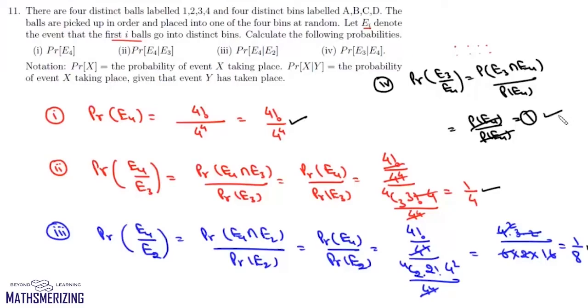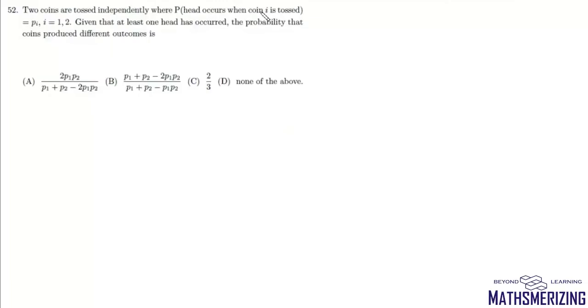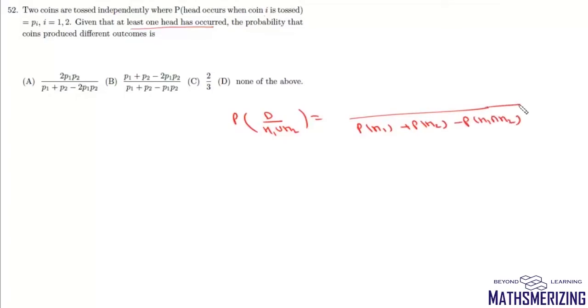Now question number 52 is: two coins are tossed independently where the probability a head occurs when coin i is tossed is Pi. It is given that at least one head has occurred. What is the probability that the coins produced different outcomes? So we need to find this probability that it produced different outcomes when we know that at least one of them is a head. Now when we say at least one of them is a head, it will be probability of H1 plus probability of H2 minus probability of H1 intersection H2.